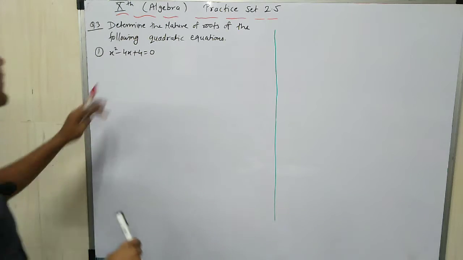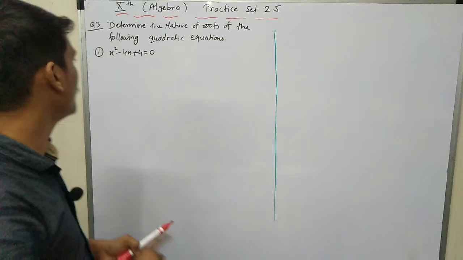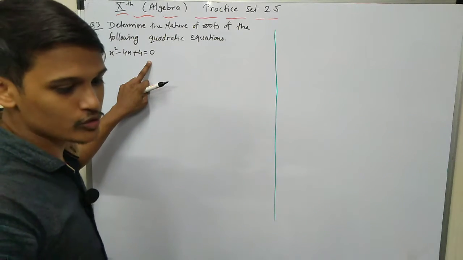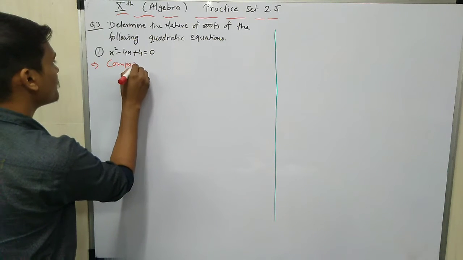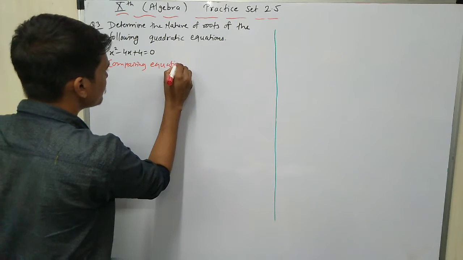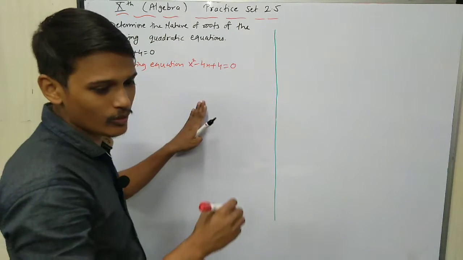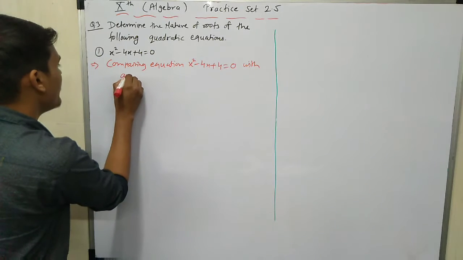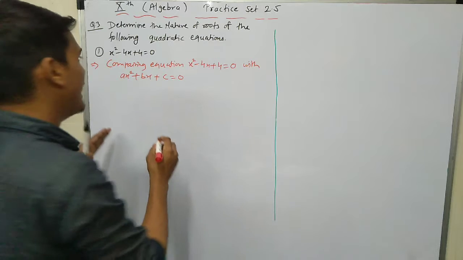Question number third. Determine the nature of roots of the following quadratic equations. Understood? The first question: x square minus 4x plus 4 is equal to 0. How to solve it? First, compare the equation x square minus 4x plus 4 is equal to 0 with the standard form ax square plus bx plus c is equal to 0. Then write down your values.